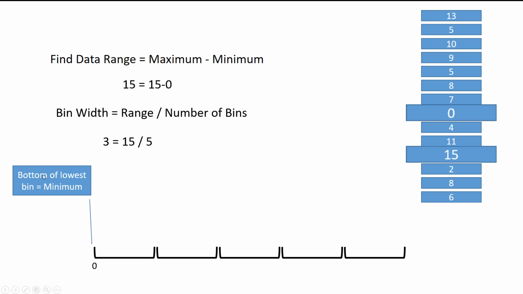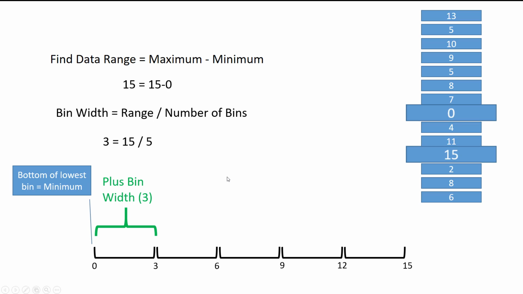The bottom of our lowest bin is going to be our minimum, which is 0, plus our bin width of 3. Our first bin is everything between 0 and 3. Our next one is everything between 3 and 6, then 6 and 9, 9 and 12, and 12 and 15. So there you go. We've now set our bins.